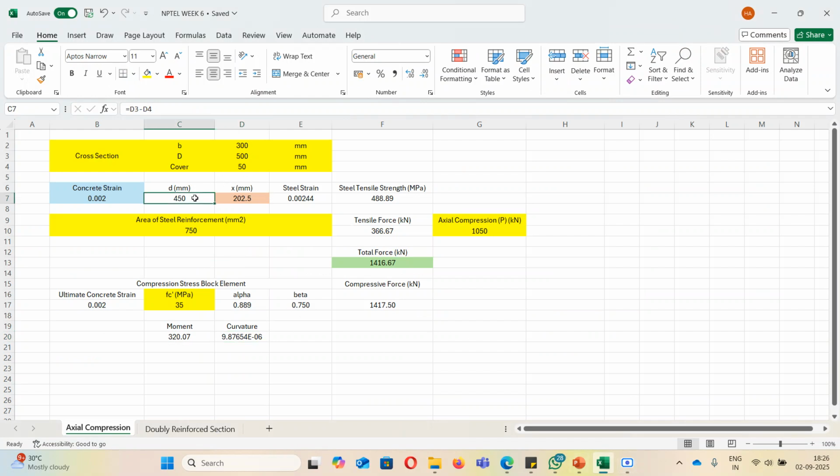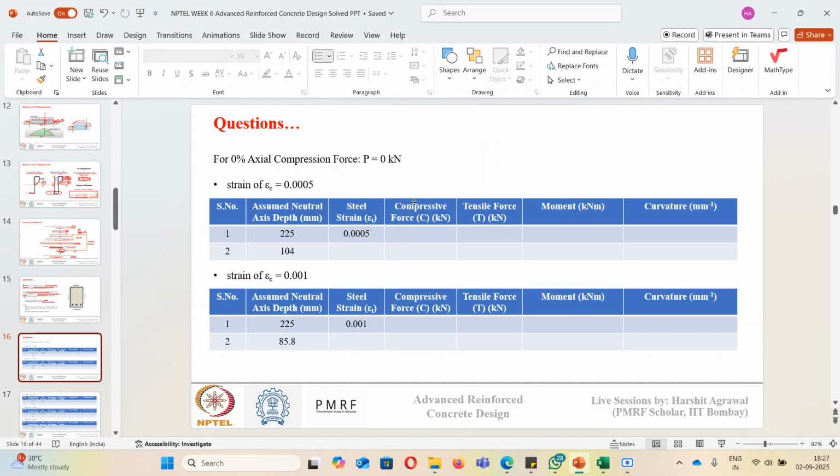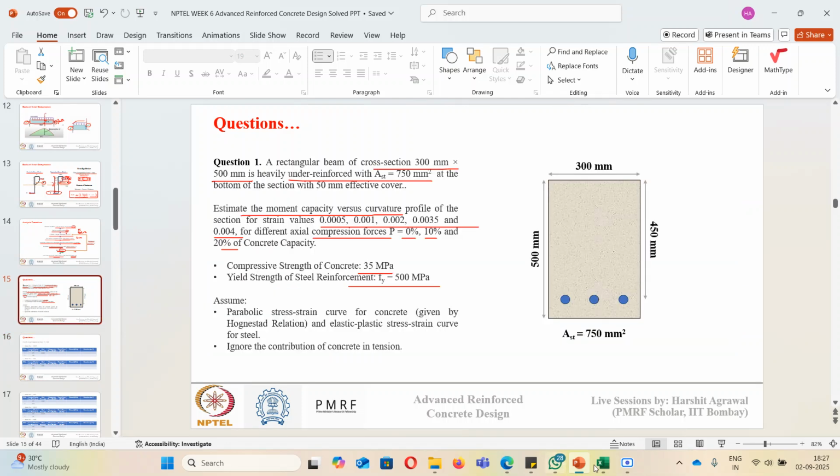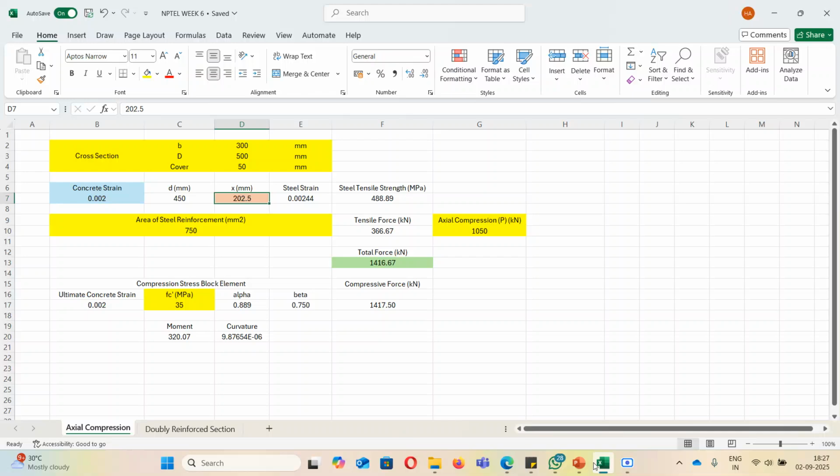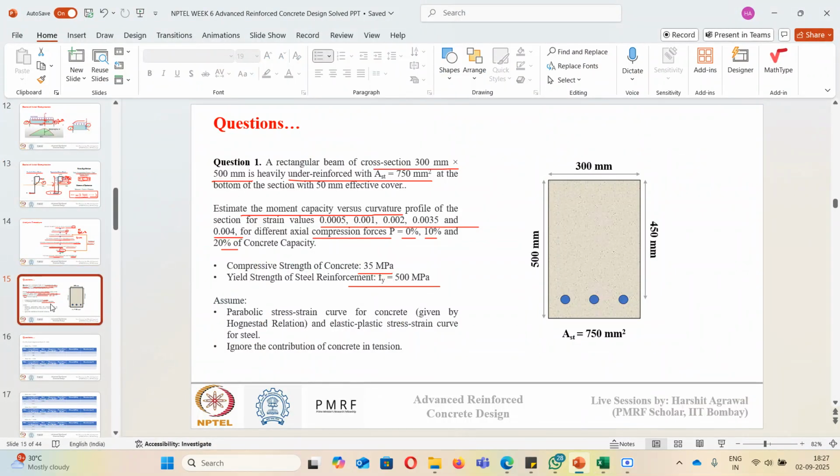So the D value. Sir, how to assume the x value? X value we'll see right now. I will solve this question completely, so you will get to know how we are assuming the x value. I'm just checking right now whether the inputs are right or not.